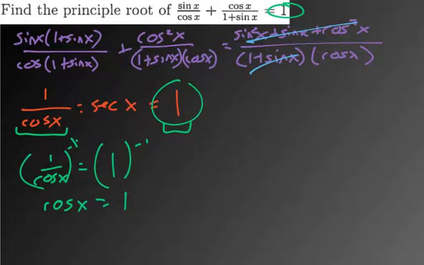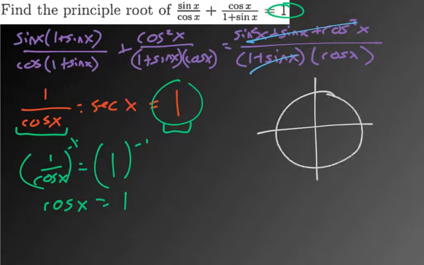So now, honestly, it's just finger trick stuff or just unit circle. You want to think, okay, for cosine, it's the x value. So when does the x value in this unit circle equal 1? Well, only over here at 0. And so we get x equals 0. That would be the first root, the principal root for this thing.